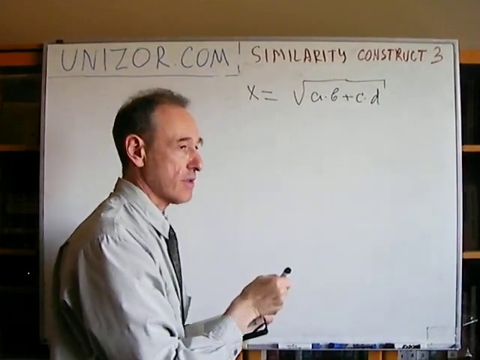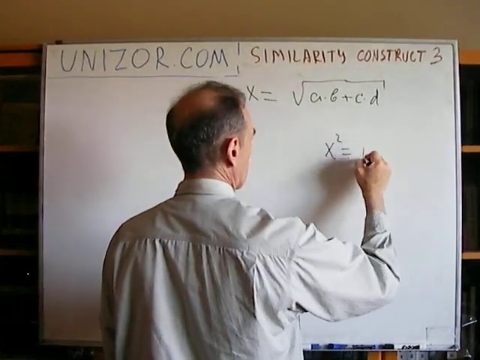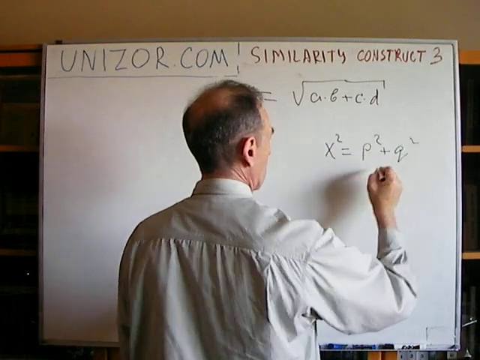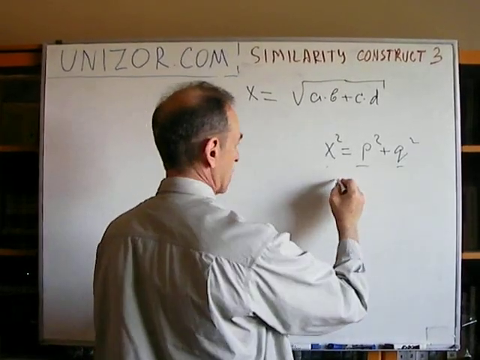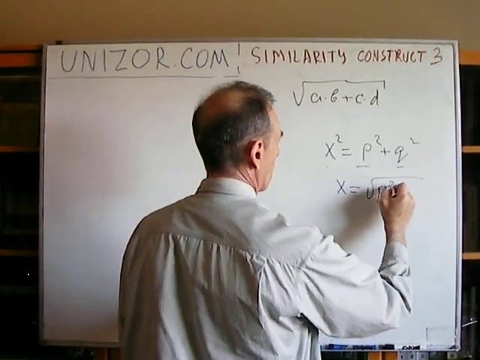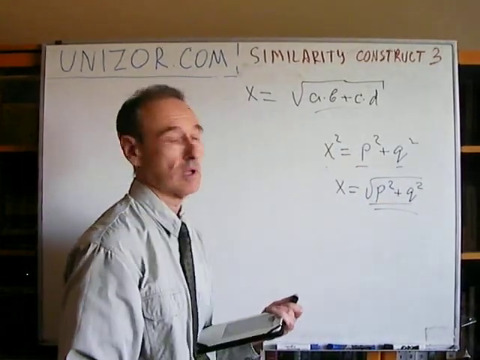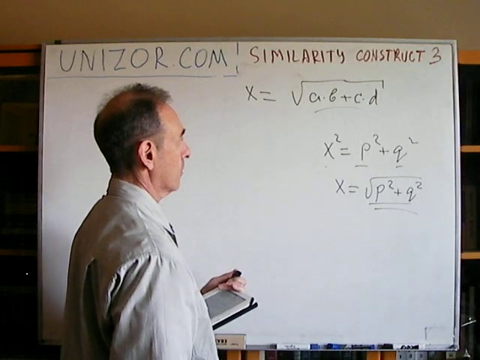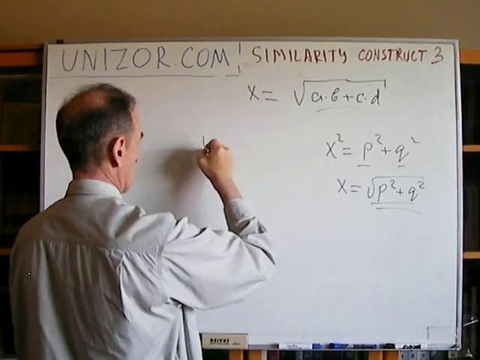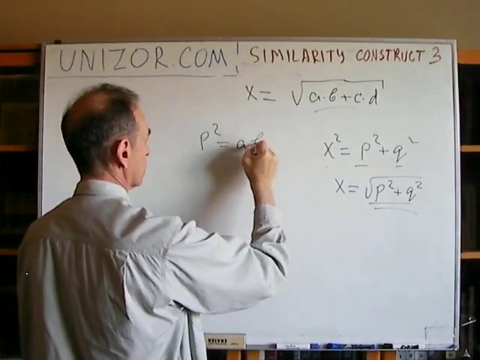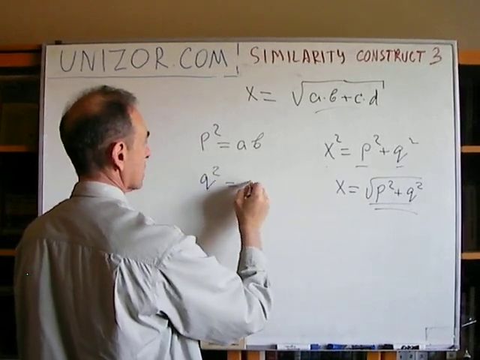Now, if you remember the Pythagorean theorem, where P and Q are the legs and X is the hypotenuse, you know that X is equal to the square root of P squared plus Q squared. But you don't have this, you have this, right? So why don't you first find P squared, which is equal to AB, and similarly Q squared, which is equal to CD?